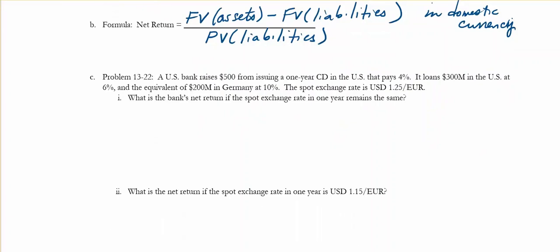So we have a U.S. bank that raises $500, and this is actually in millions, $500 million from issuing a one-year CD in the U.S. that pays 4% interest.